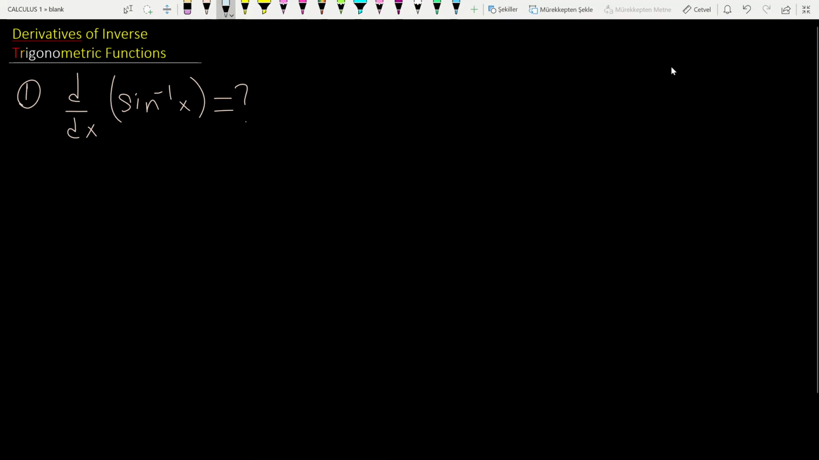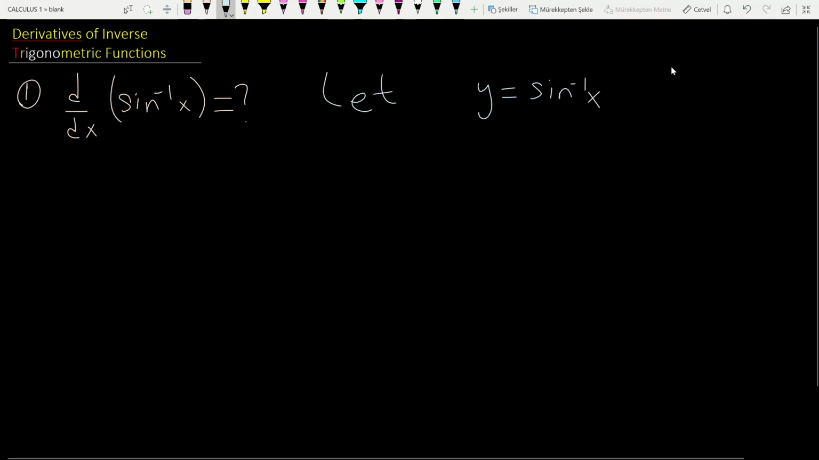Let's start from here. Let's give a name to sine inverse first. Let's say sine inverse x is y. The first step to find the derivative of inverse functions is to give a name. And do not forget the domain of y here is from minus pi over 2 to pi over 2. I mentioned this in the previous lecture.